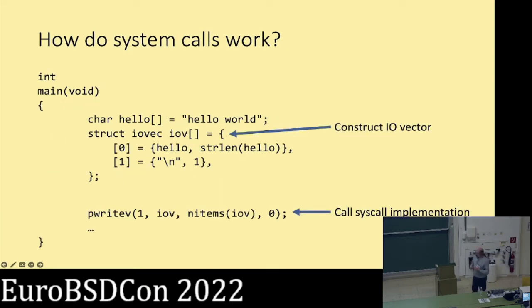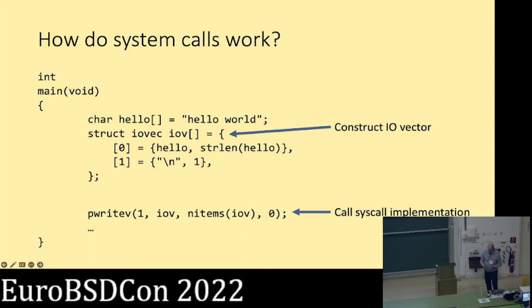So how do system calls work? We're going to start with a really simple, but not the simplest example. We have a slightly contrived hello world here where we use pwritev, which is sort of the most generic way to write a bunch of data. We construct an iovec array, which has pointer and length pairs. And then we send that out, and we call the system call implementation.